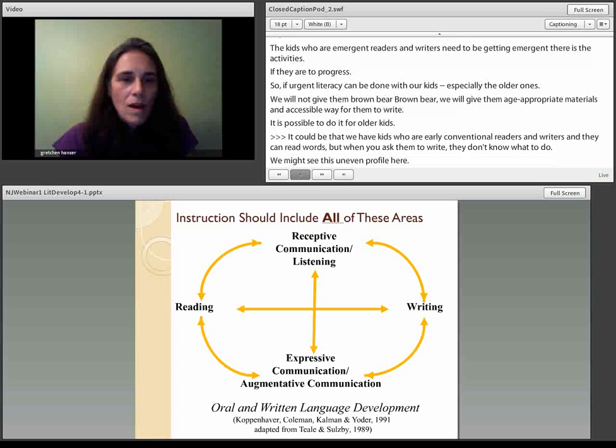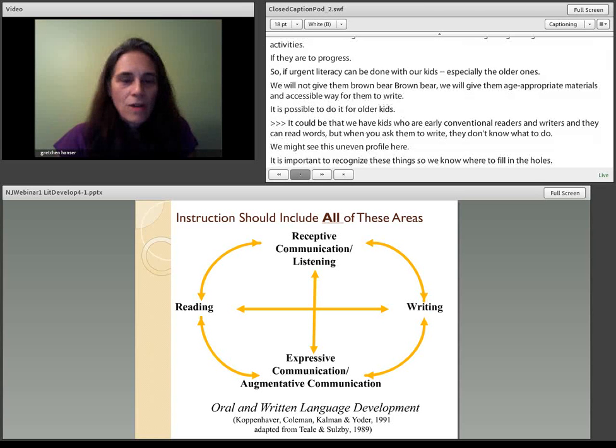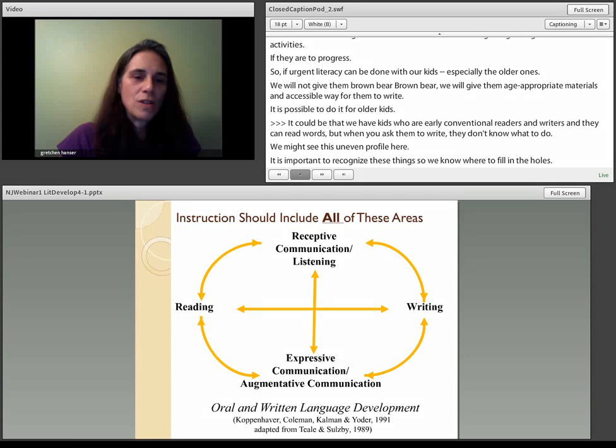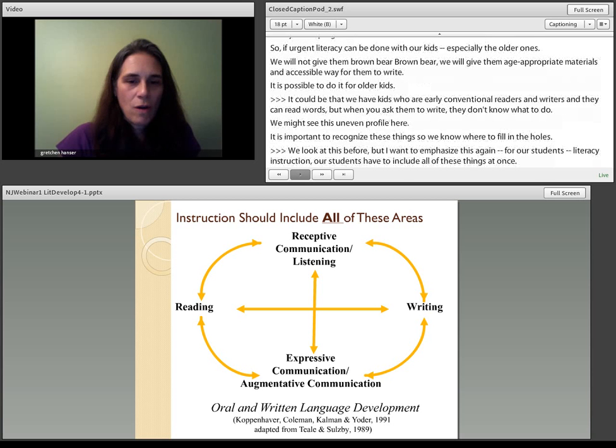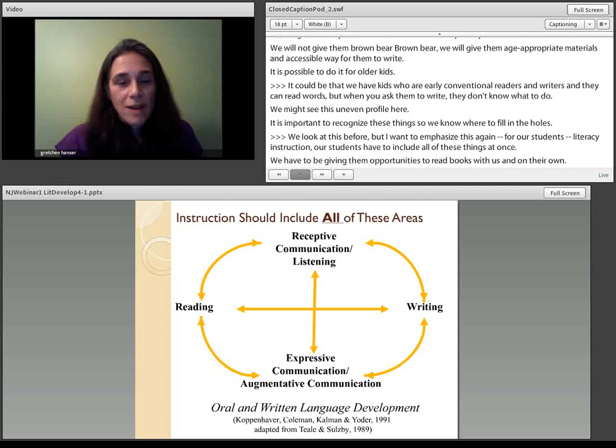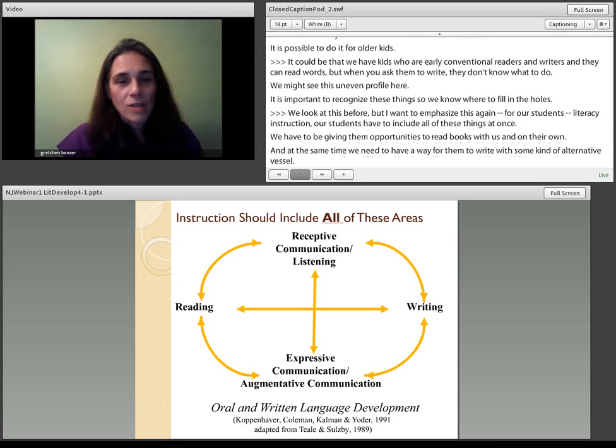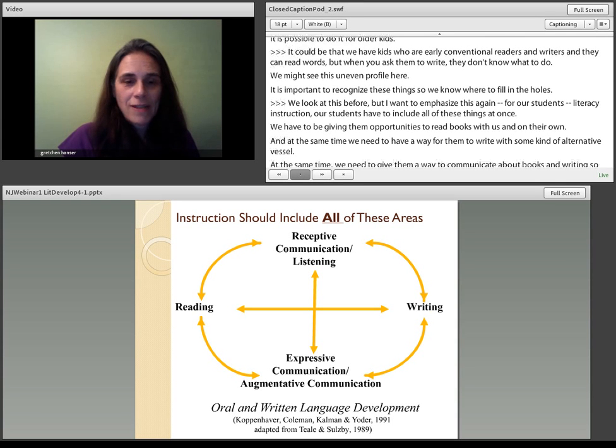We looked at this before, but I want to emphasize this again for our students. In literacy instruction, we have to be including all of these things at once. We need to be giving them opportunities to read books with us and on their own. At the same time, we need a way for them to write with some kind of alternative pencil. At the same time, we need to give them a way to communicate about books and writing, so they have to have some kind of communication device or system. And we have to be building their receptive knowledge of the world at the same time. So all of these areas need to be happening concurrently.